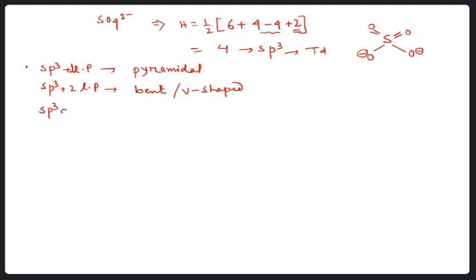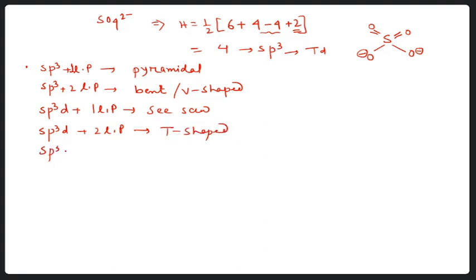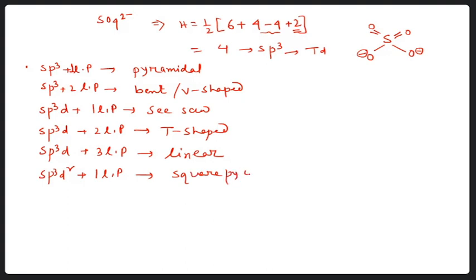If there are sp3d plus one lone pair, then you have to remember seesaw. If there is sp3d hybridization but two lone pairs are there, then you have to remember it is T-shaped. If sp3d plus 3 lone pairs, then the geometry becomes linear. If sp3d2 plus 1 lone pair, it is called square pyramid.